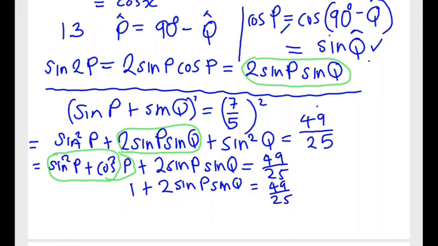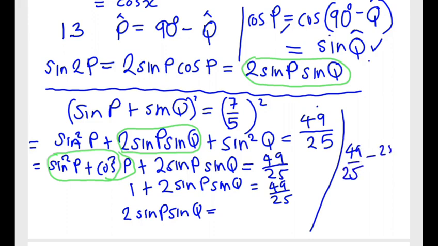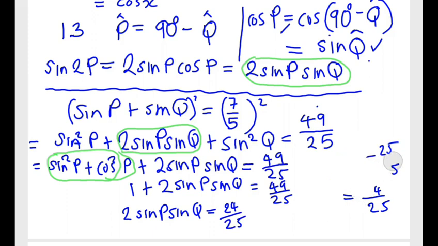Subtract 1 from both sides. 2 sine p sine q is equal to 49 over 25 minus 25 over 25. Okay, so when you're subtracting 1, it's going to be 49 over 25. 1 is the same as 25 over 25. 49 minus 25 is 24 over 25. So this becomes 24 over 25. So the sine of 2p is equal to 24 over 25.